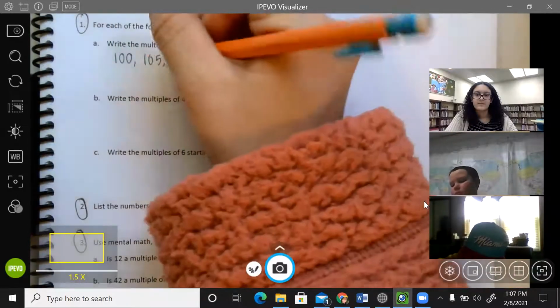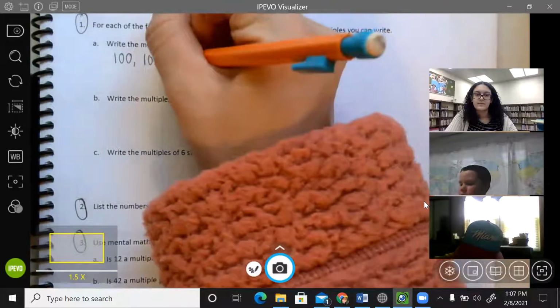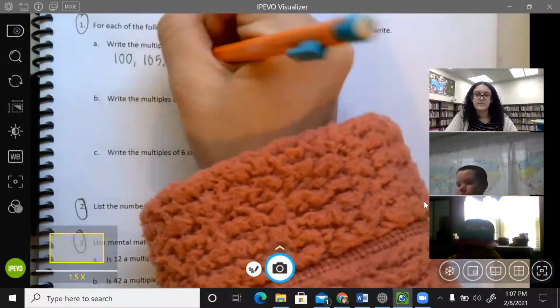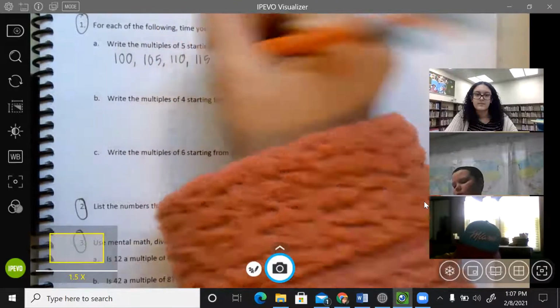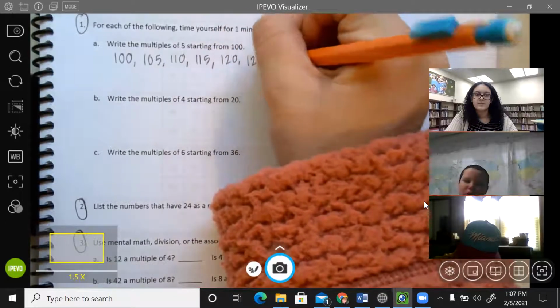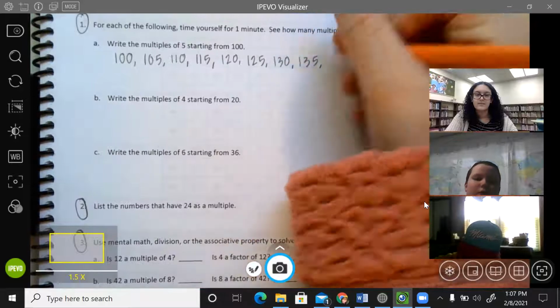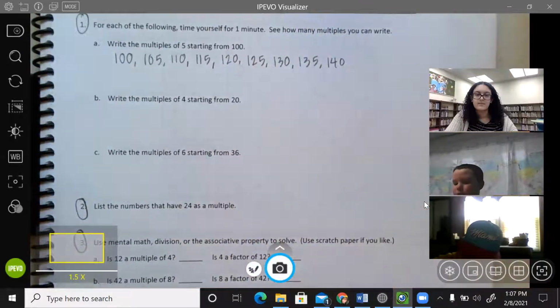Keep going. Give me a few more. Just don't talk faster than I can write. Okay. 110, 115, 120, 125, 130, 135, 140. Good job. We'll stop right there.